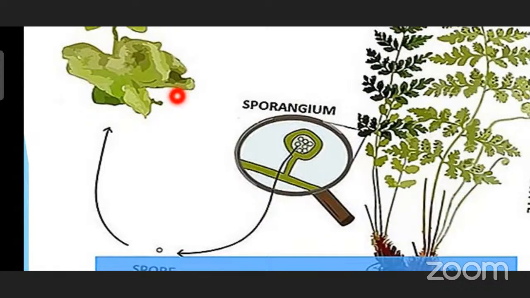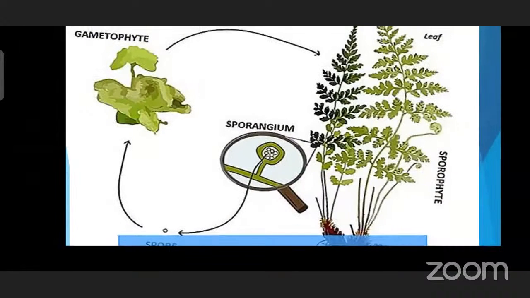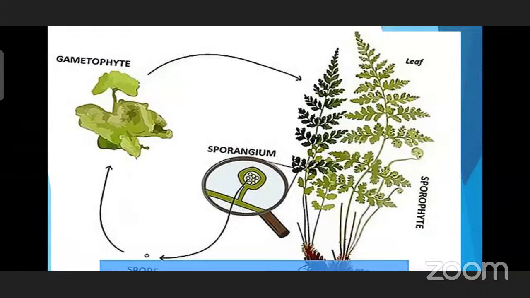Why is this called the gametophyte when the spore is germinating? Because it is going to produce the male reproductive structure as well as the female reproductive structure. On this gametophyte only, it is going to form the male reproductive structure, antheridium, and the female reproductive structure, archegonium. Both of these are very important as they are going to produce the gametes. That's why the name is called gametophyte.